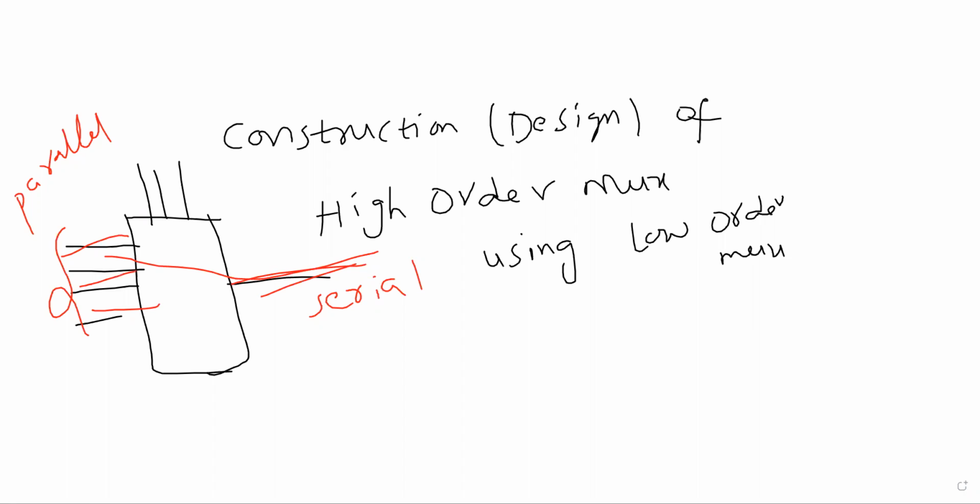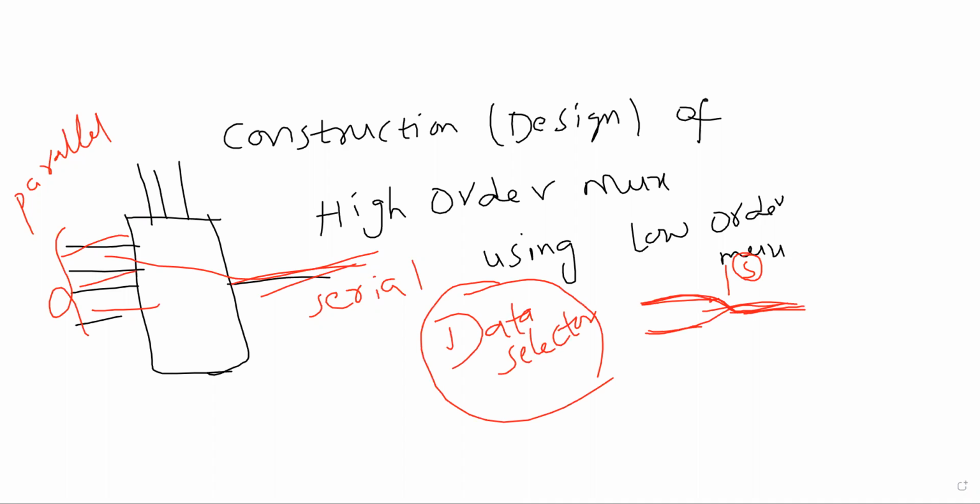Now, why is it called a data selector? Can anybody guess why? In the 2 by 1 multiplexer I showed a switch diagram. If you observe, based on the selection line, one of the data is selected. That's why it is called a data selector. Is it clear?